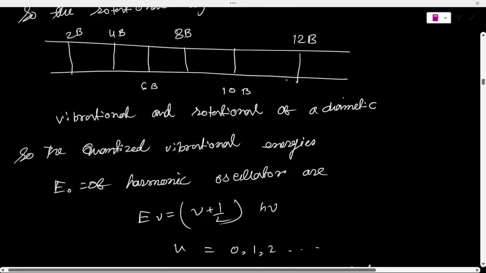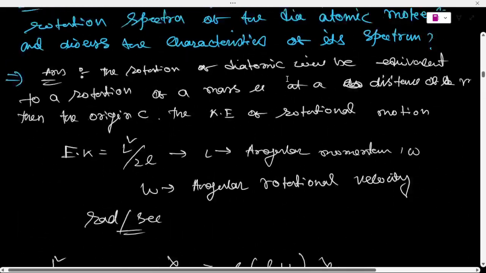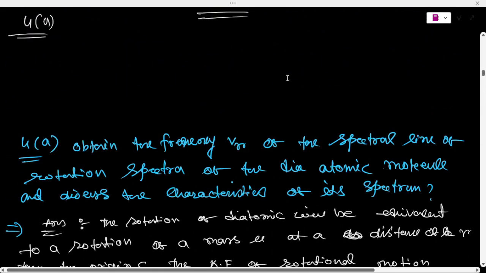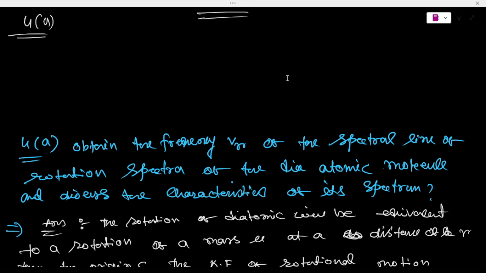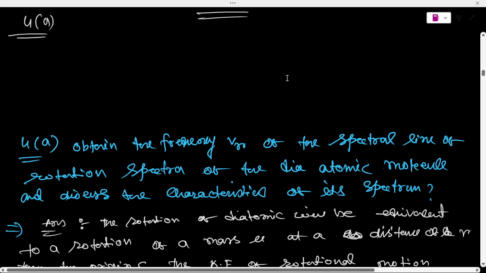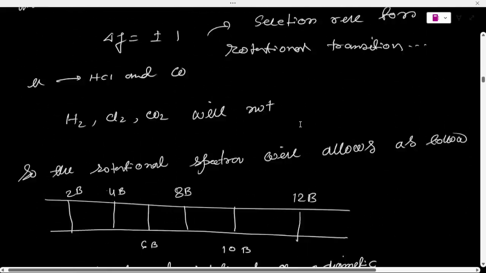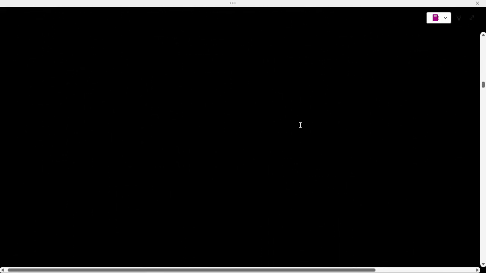So the question, what does the question ask? The question asks to obtain the frequency of the spectral lines. So definitely I obtained that in this solution. And after that, it asks about the molecule's characteristics and its moment. Okay, so that was the main question.